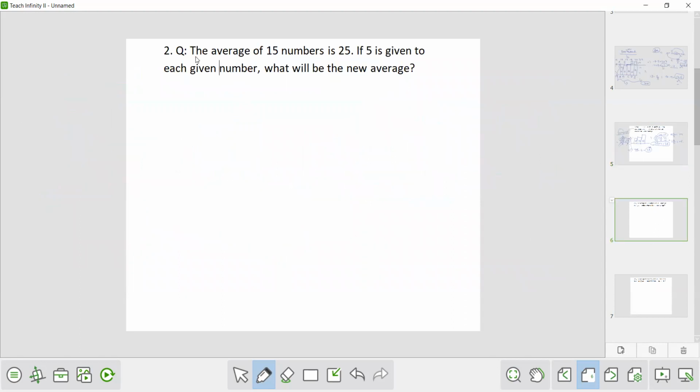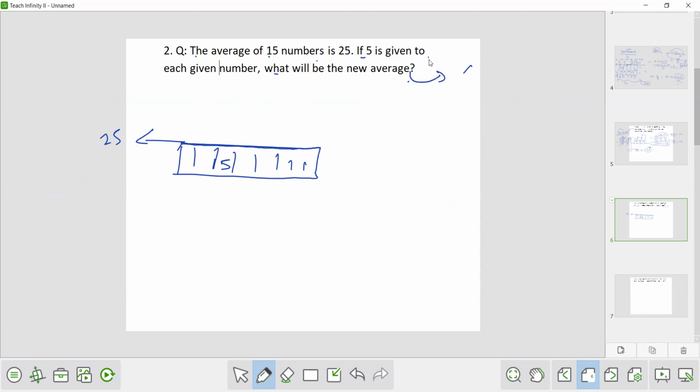Now the next question. The average of 15 numbers is 25. Here there are 15 numbers and the average is 25. So there will be 15 boxes like this and the average is 25. Each box has the same height. Now if 5 is given to each, what will be the new average? So read the definition of average and this question will get automatically solved. What is average? Average means equal distribution, means each. So whatever operation you do with each, the same will be done in terms of average. If you are adding 5 to each, the average will also increase by 5. If you are subtracting 10 from each, the average will also decrease by 10.